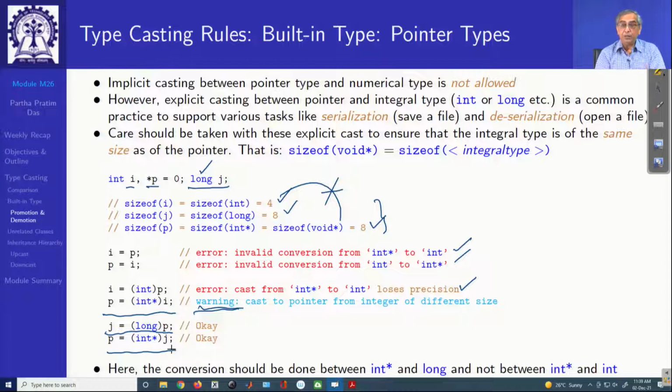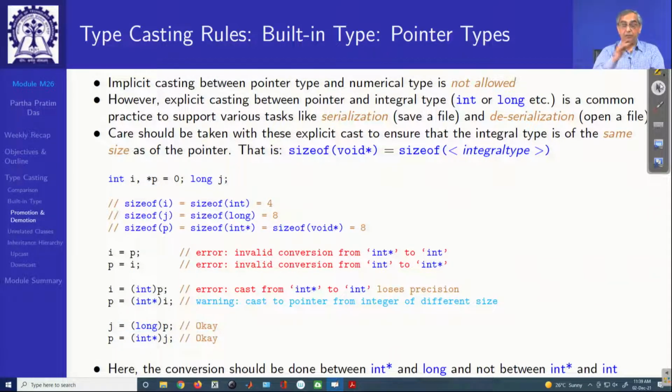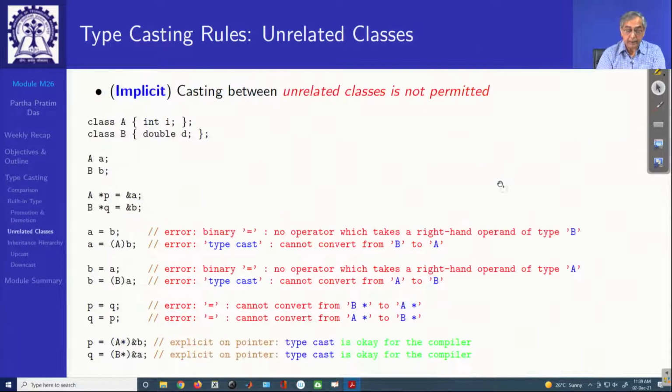I took a specific case where the integer and the pointer types are of different size. In your machine, they could be of the same size, in your compiler they could be of the same size. It does not matter what that reality is. All that you will have to ensure is you do this kind of conversion between an integral type and a pointer only based on the fact that they have equal size. So, this is some of the nuances of conversion in the pointer type, and we close the built-in type rules here.